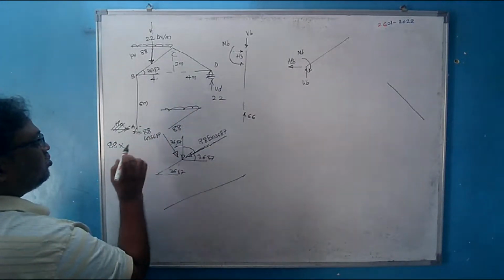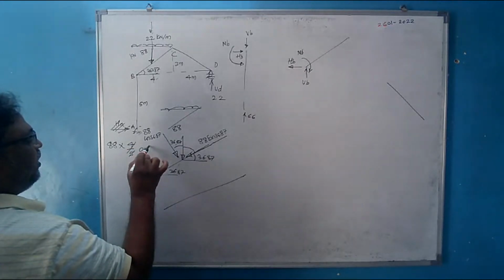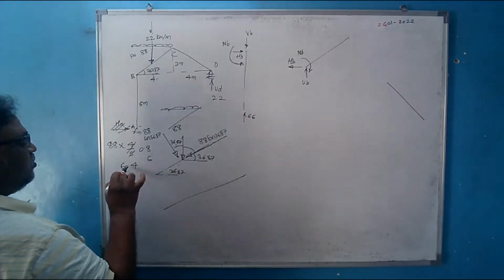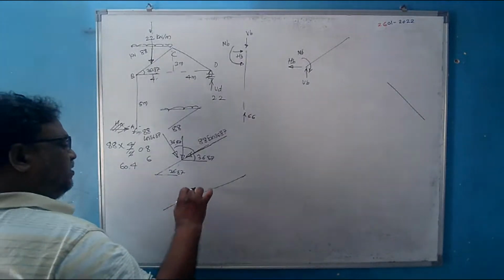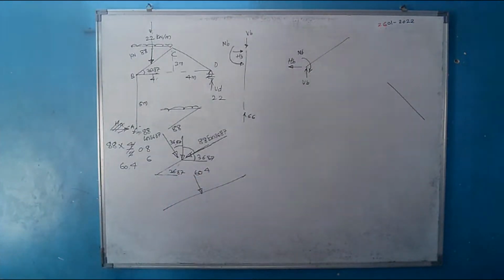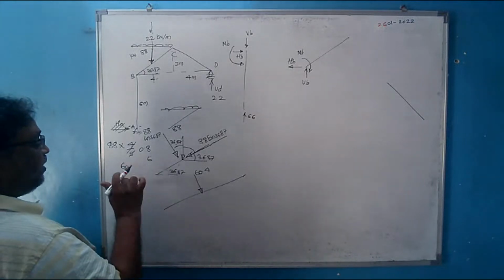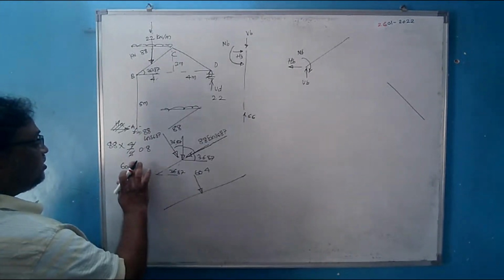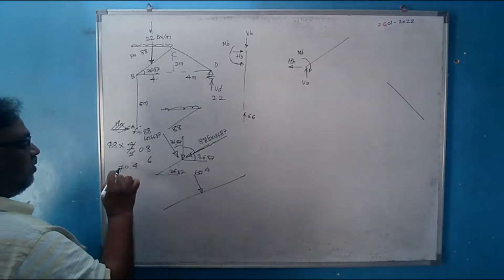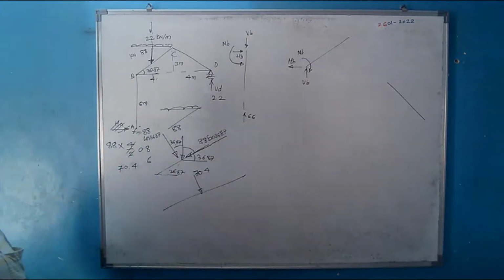88, and cos of 36.87 is nothing but 4 by 5, which is 0.8. So 8 8s are 64, carry 6. 8 8s are 64 and 6 is 70, so this must be 70.4. So this force must be 70.4. Is it okay? 70.4. Please keep supporting the answers.